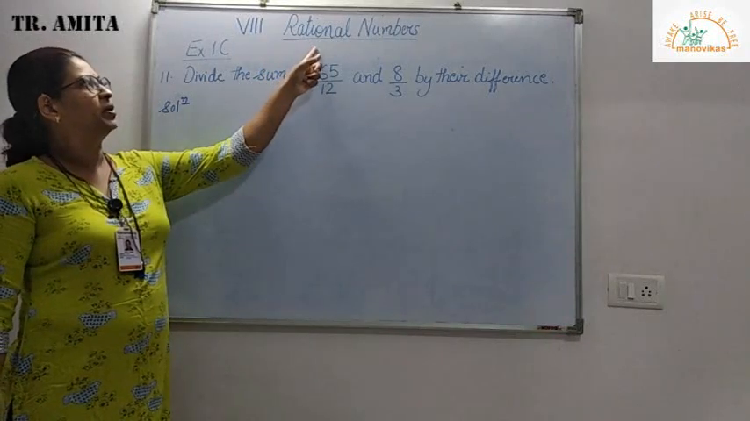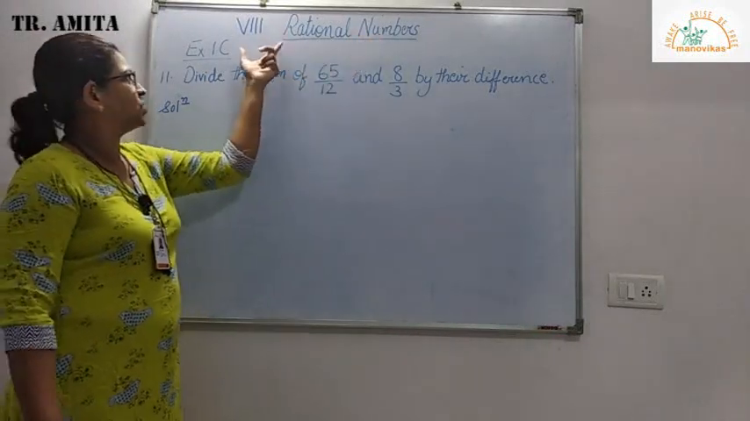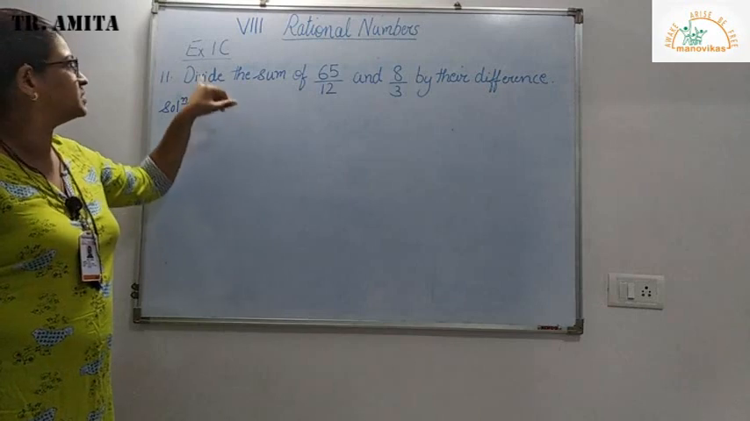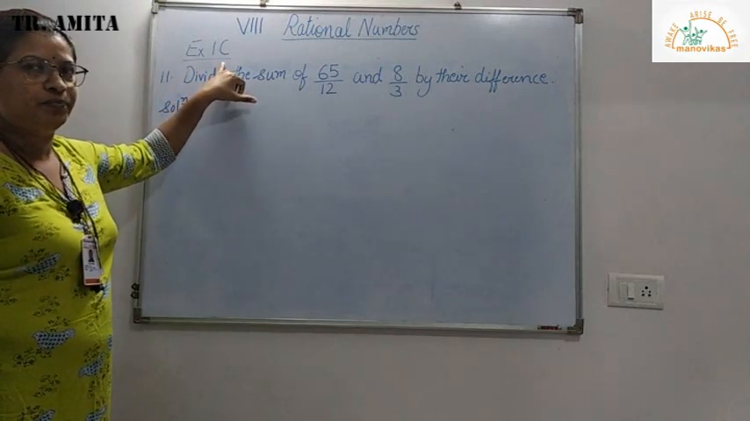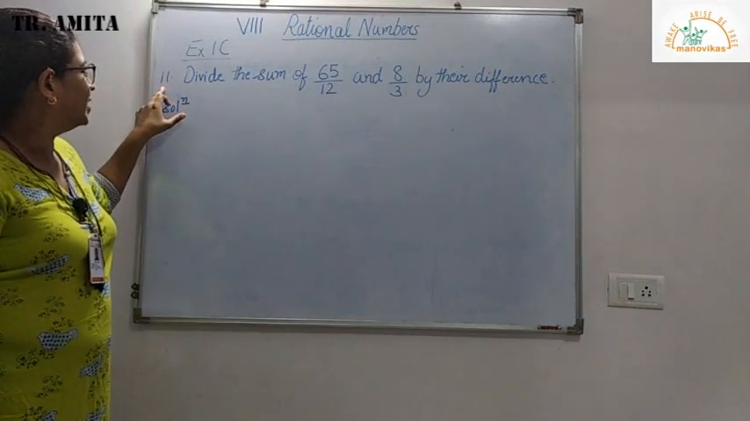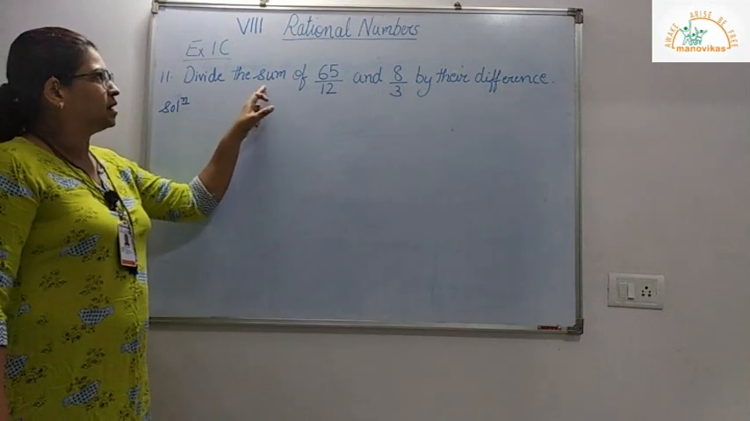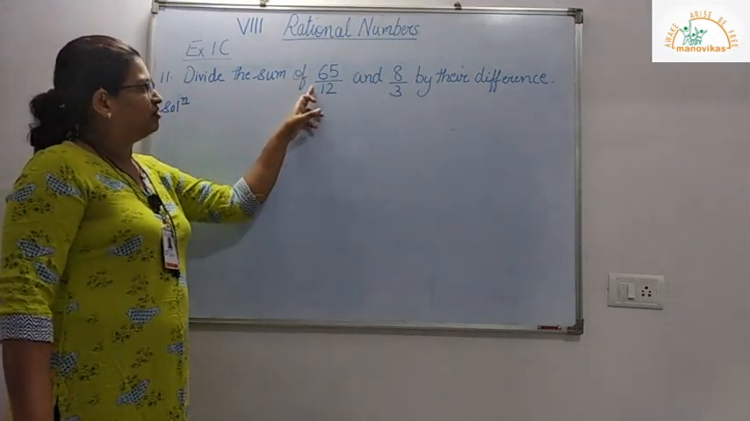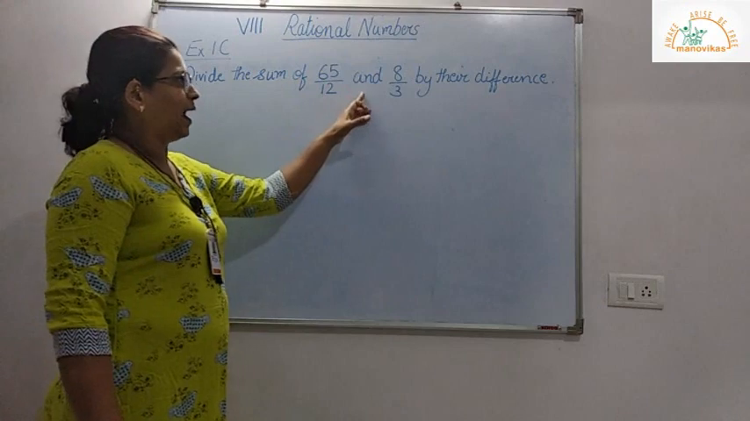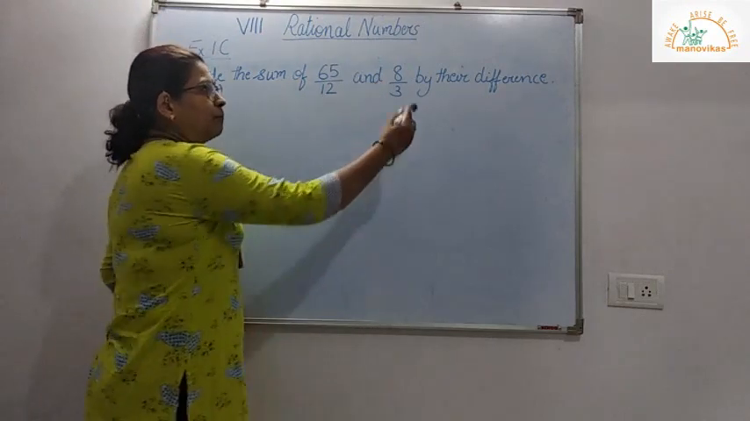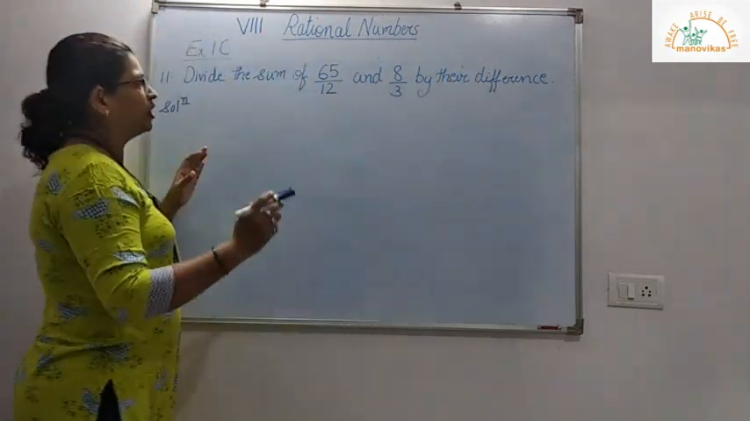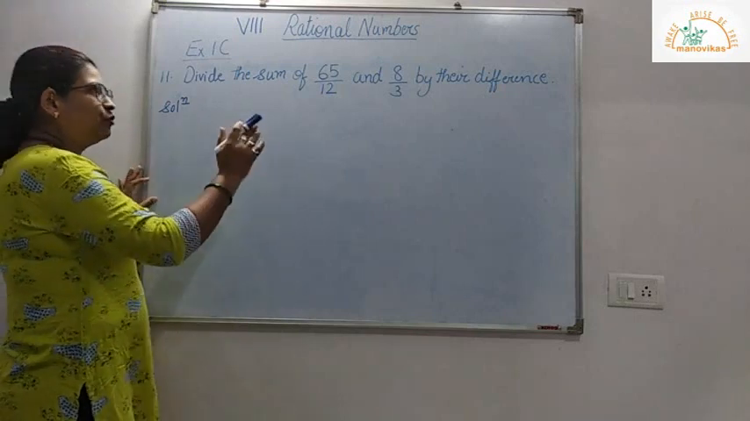Start with a topic, rational numbers, for standard 8. We continue with the same exercise, that is exercise 1C. Now in this sum, I take the 11th one: divide the sum of 65 upon 12 and 8 upon 3 by their difference. Now what they have said here is that we have to divide.